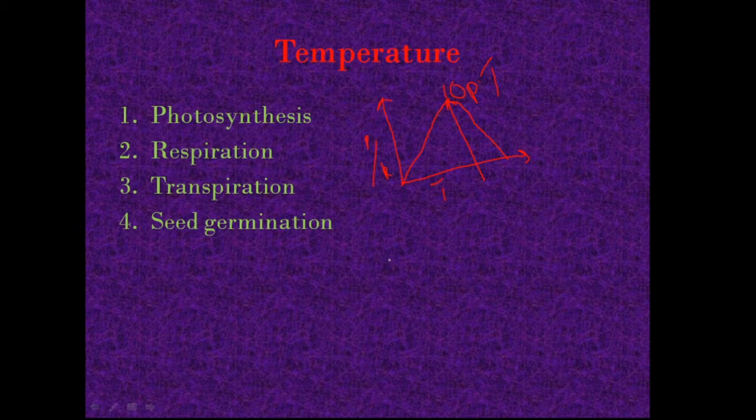While in transpiration also, the rate increases up to a limit. After that, it becomes stable, right? Transpiration rate and temperature.